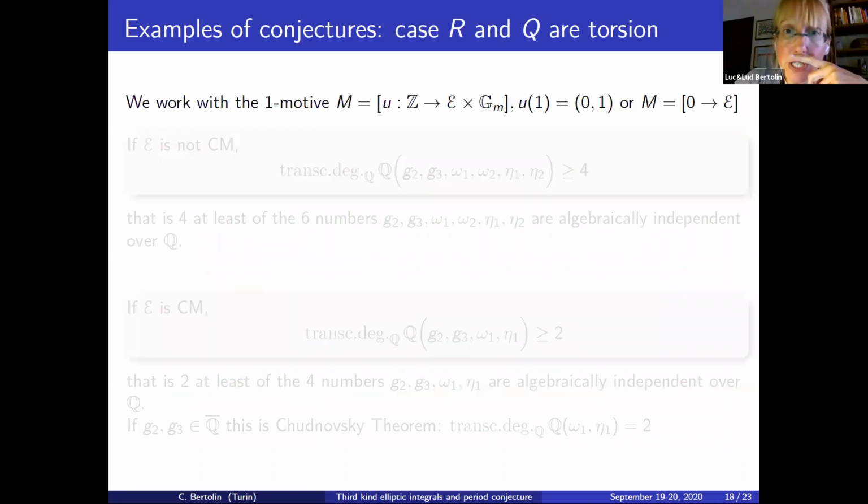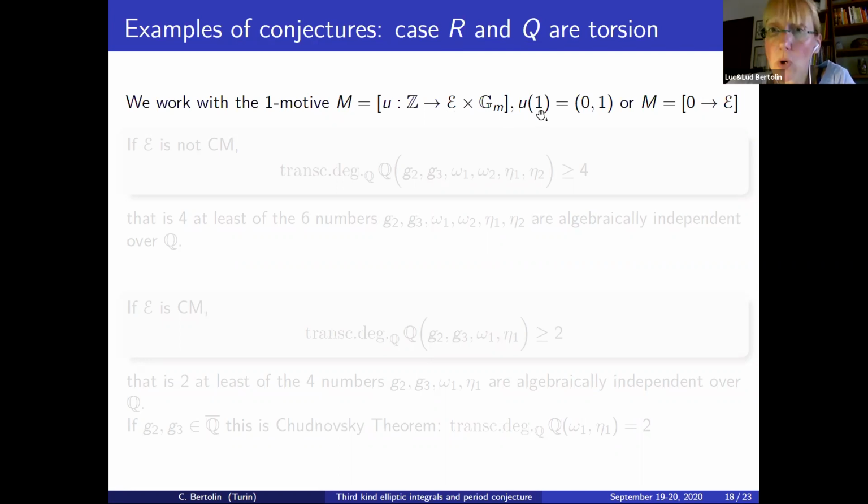Example of the conjecture in the case R and Q are torsion. In this case, I recall that Q was the point parameterizing the extension G. If Q is torsion, I work modulo isogeny, so I can suppose Q is equal to 0. And my extension is parameterized by 0. This means that the extension G is trivial. It is just a product of the elliptic curve by G_m.